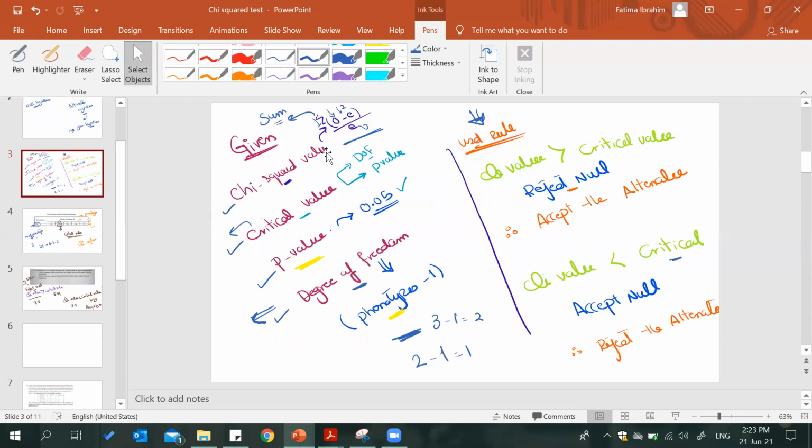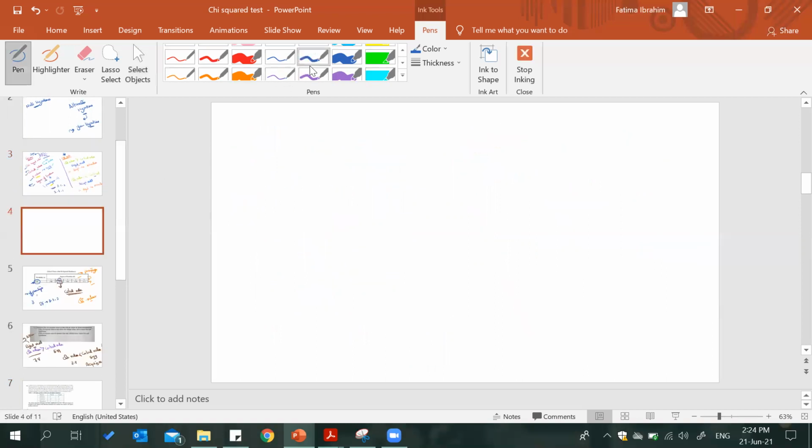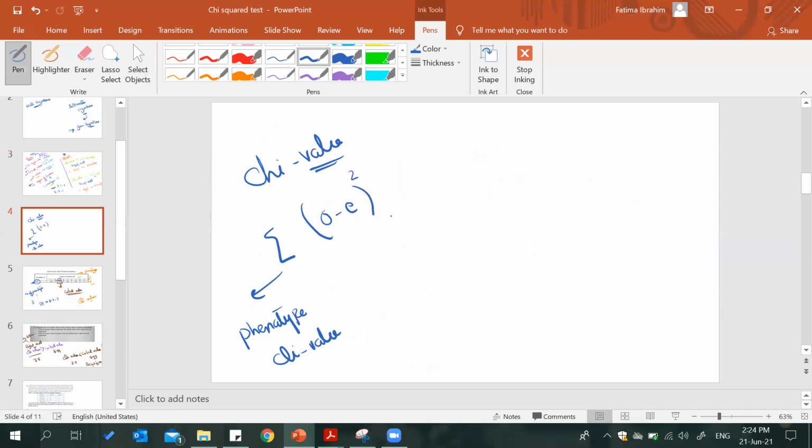What if I didn't give you the chi value? How can you work that out? Very easy. In order to get the chi value, you must take the sum of the chi values of (O minus E) to the power of 2, divided by E. O represents the observed. E represents the expected.